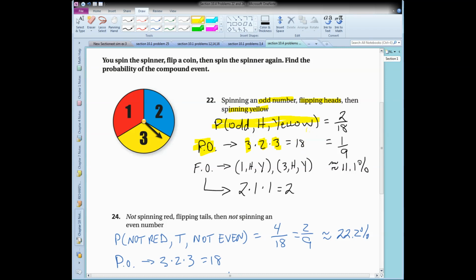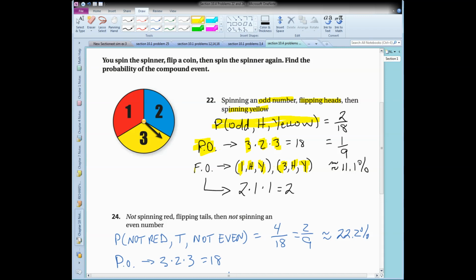And for this one, I could actually write down what the favorable outcomes are. I could get a 1 or a 3. Those are the odd numbers. I could get heads, and I could get a yellow. So I can see what those 2 outcomes are. There's my sample space.